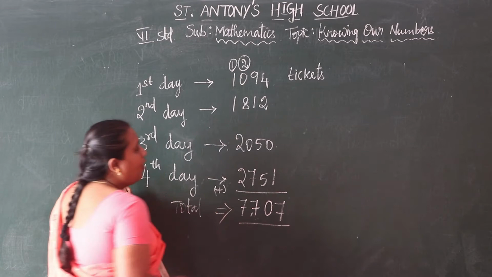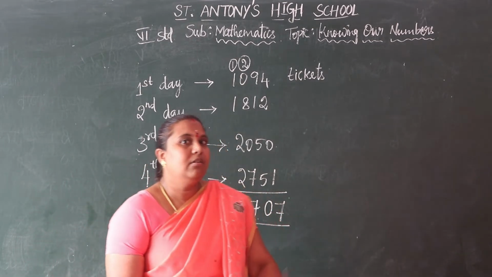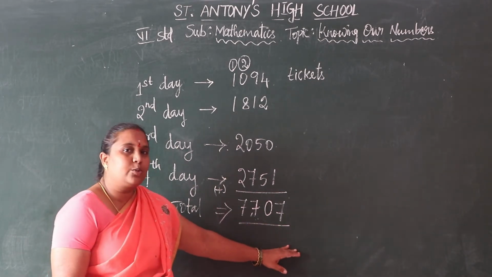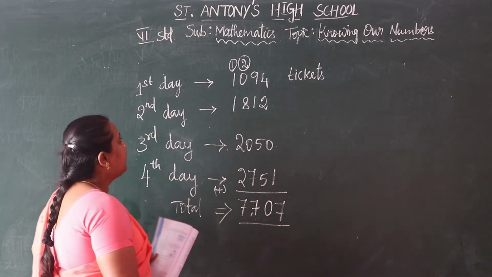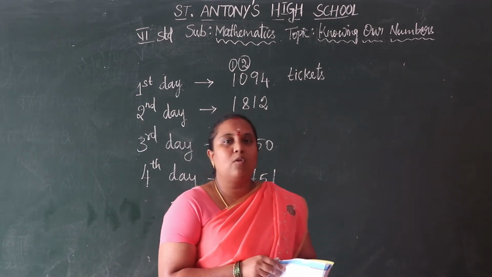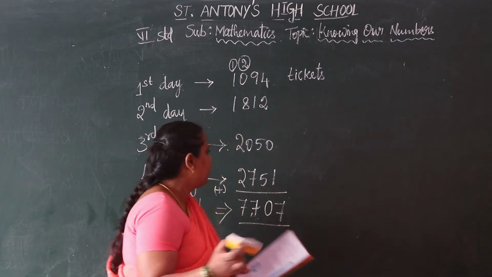Children, how many tickets were sold on the 4 days? 7,707 tickets were sold. This is exercise 1.2, first sum. Next we move on to example 2. Which is example 2?